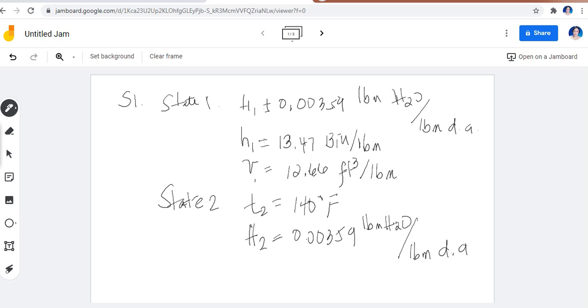Okay, and then we have the enthalpy correspondingly equal to 37.70 BTU per pound mass. Okay, now having these particular values, you now go to your solution proper. So these were values taken from the psychrometric chart.